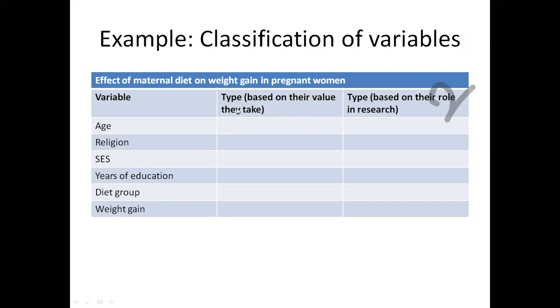So if you employ the first set of classifications, that classification will depend on the type of value this variable takes, right? So you look at what values that age can take, and then based on the values, you classify them as either numeric or non-numerical or discrete or continuous or whatever it is. Then you have a second type of classification which is based on the role that they play in the research, right? So if you look at age, then you kind of step backward and see what is the expected role of age in this study that aims to look at the effect of maternal diet on the weight gain, right?